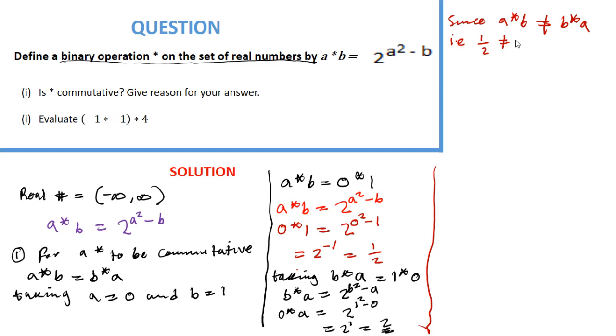Okay, remember we had B star A, which is 2. So, since that, the binary operation is not commutative. So you just simply write that statement and say the binary operation is not commutative.